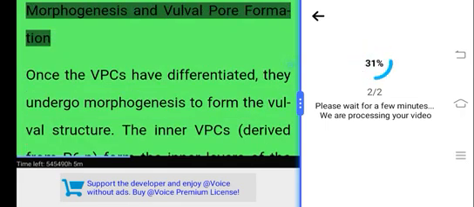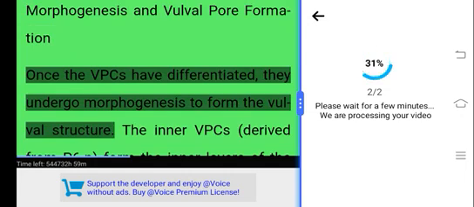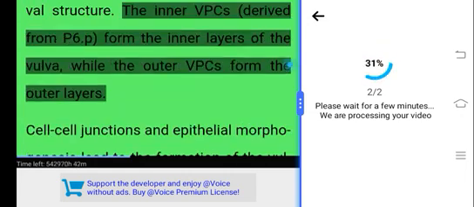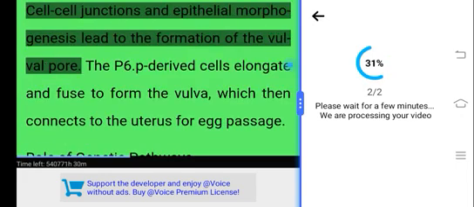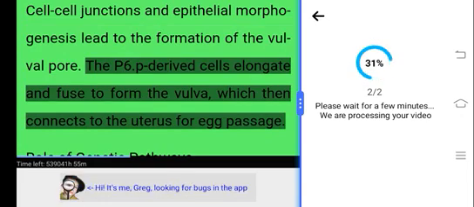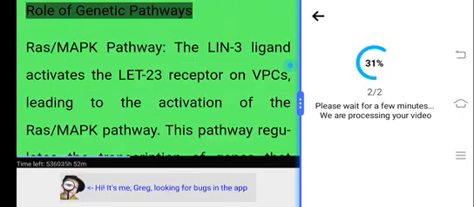Morphogenesis and vulval pore formation. Once the VPCs have differentiated, they undergo morphogenesis to form the vulval structure. The inner VPCs derived from P6.p form the inner layers of the vulva, while the outer VPCs form the outer layers. Cell-cell junctions and epithelial morphogenesis lead to the formation of the vulval pore. The P6.p derived cells elongate and fuse to form the vulva, which then connects to the uterus for egg passage. Role of genetic pathways.